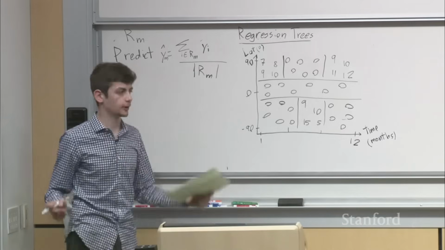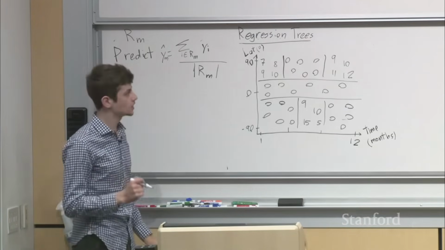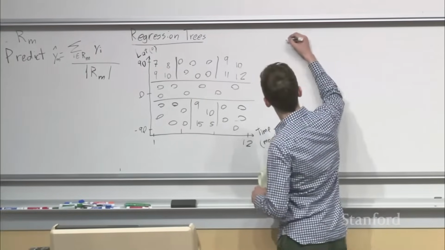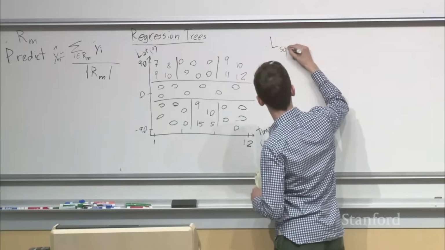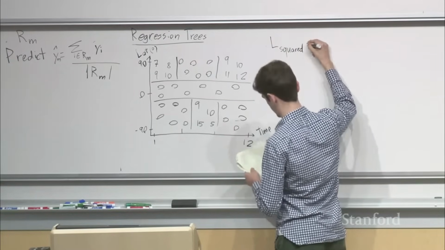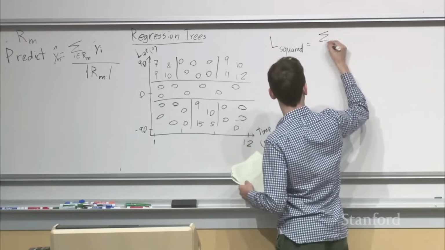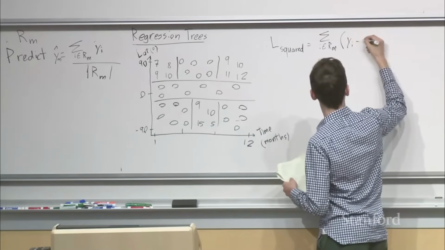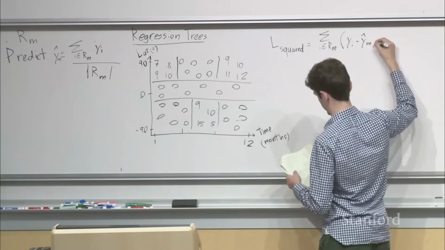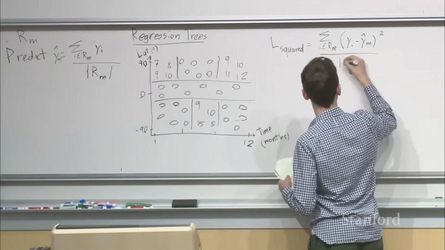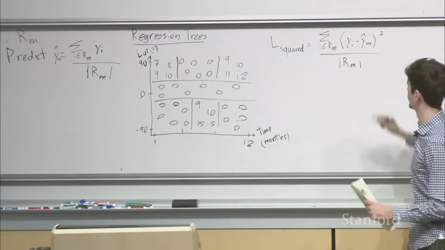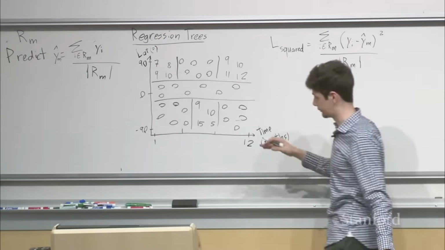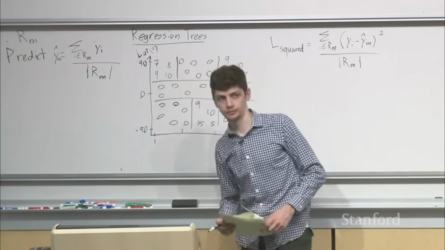But what I was starting to write out there was actually the loss that you would use in this case, right? Which is your squared loss, okay? So we'll just call that L squared, which in this case would be equal to the sum of yi minus y hat m squared over Rm. And that's what I started to write over there. In this case, you have your mean prediction, and your loss is how far off your mean prediction is from the overall predictions.